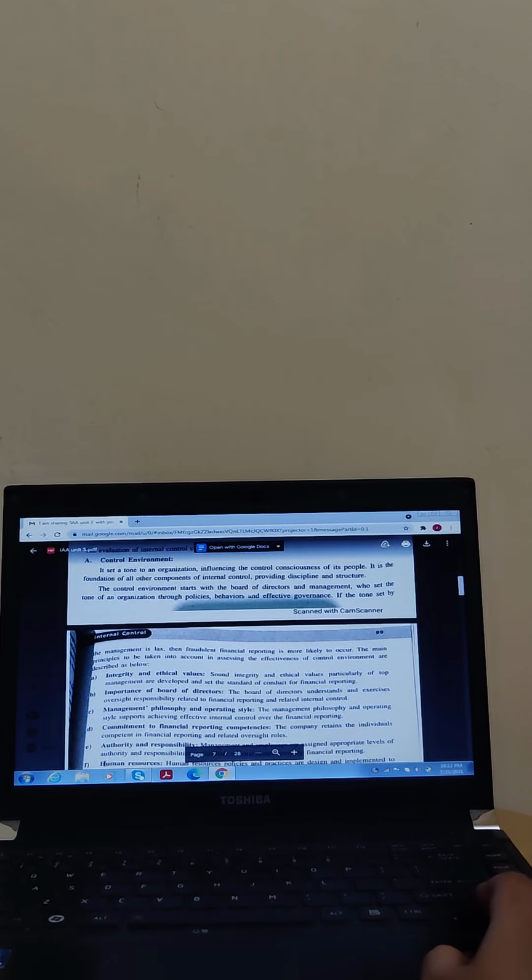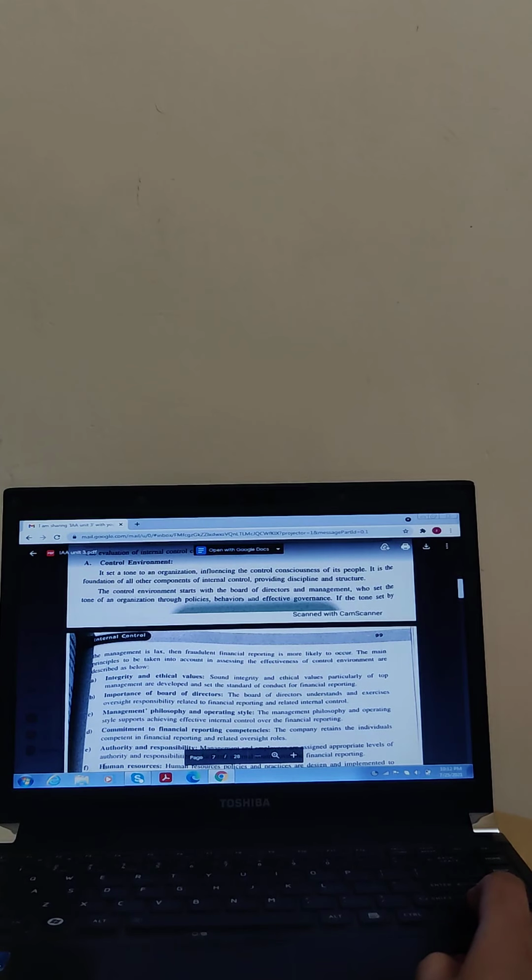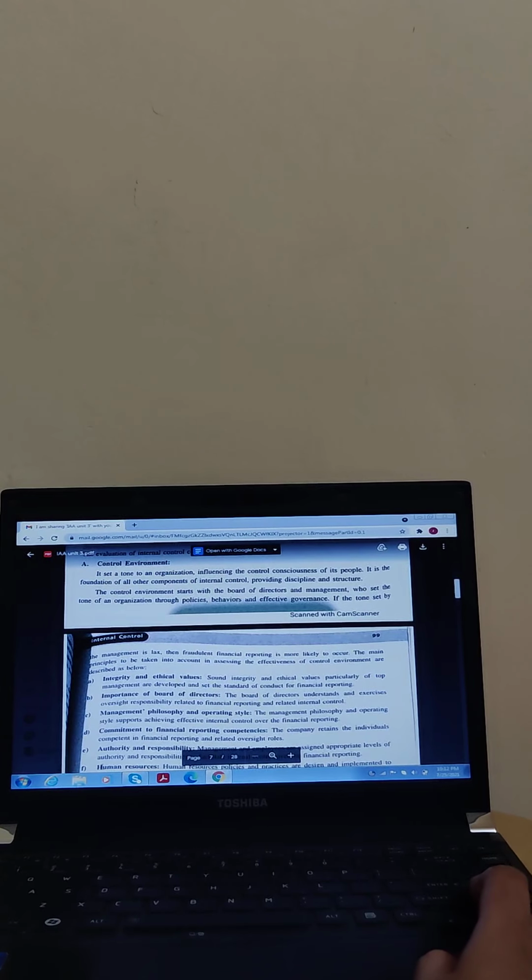What is your control environment? Control environment is the kind of policies available in the organization, the types of behaviors available in the organization, the kind of organization structure, the kind of leadership that is followed in the organization, etc.